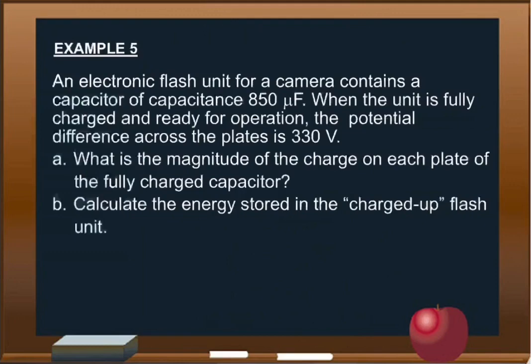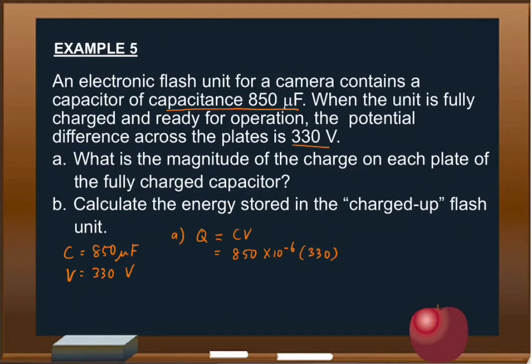First, go through the question and identify which information is given to you. So we actually have the capacitance, which is 850 microfarad. And then we also have the potential difference, which is 330 volt. So question A asks us to find the magnitude of the charge, which is actually Q. To find Q, you can use the formula Q is equal to CV. And then you have the values of C and V, so just substitute in those values. So 850 times 10 to the power of negative 6 because 850 micro. And then times 330 and you will get Q is equal to 0.285 coulomb.